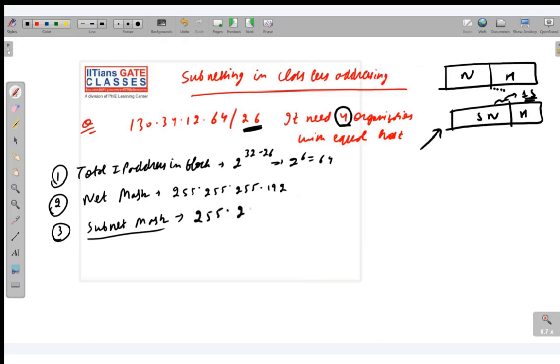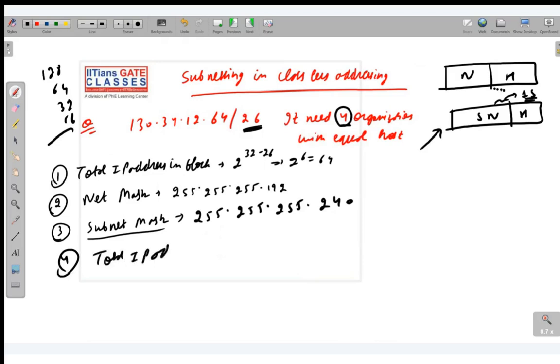So 8, 8, 8, 24. Now 4 ones you need more. So 4 ones means what will it be? 128, 64, 32 and 16. You just add them. 8 plus 4, 12. So it will be 240. So I think I have written 224 previously. No? It was just a simple calculation mistake. So it is 240. Any doubt here? No, sir. Understood, sir. Okay, yes. So it's good. So subnet mask is over. Now total number of IP addresses in each subnet.